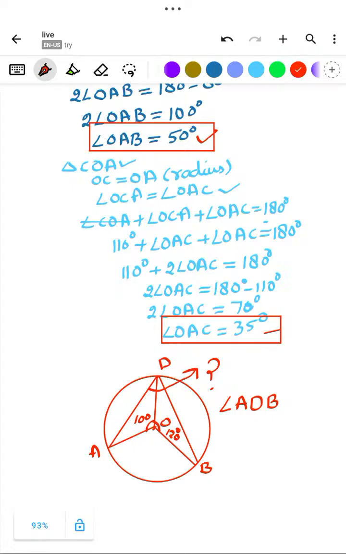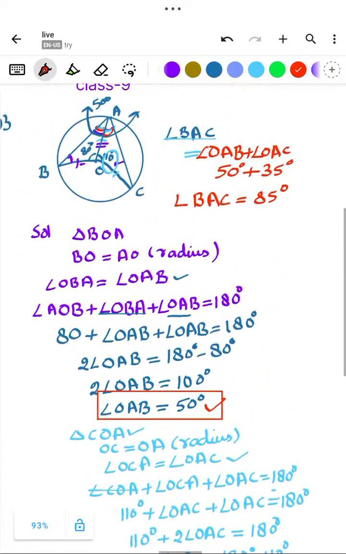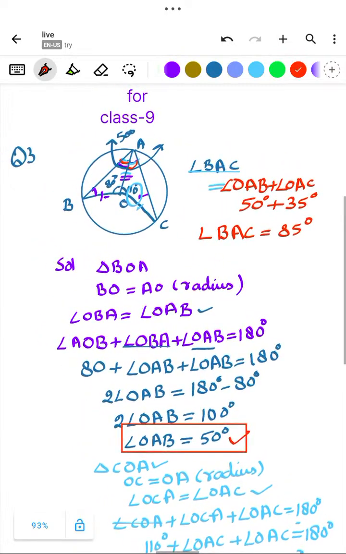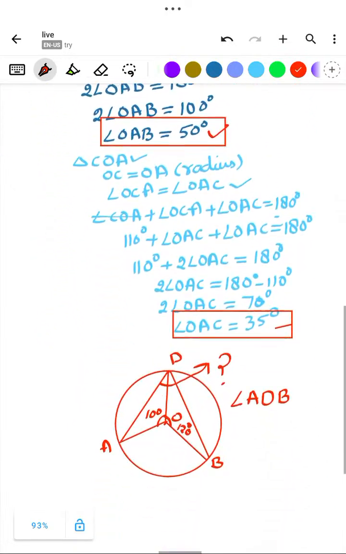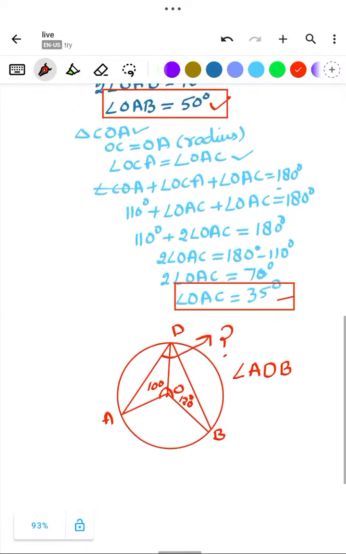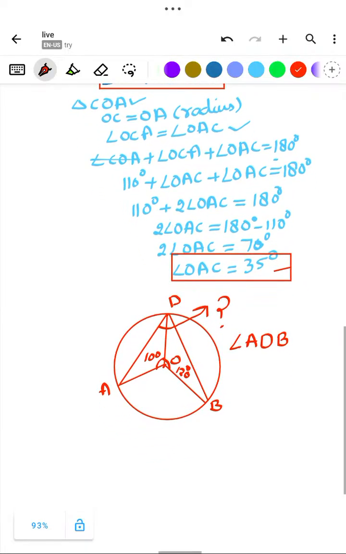Follow the steps of this question. This was very similar to this question I have given to you. So you can easily find the value of angle ADB.